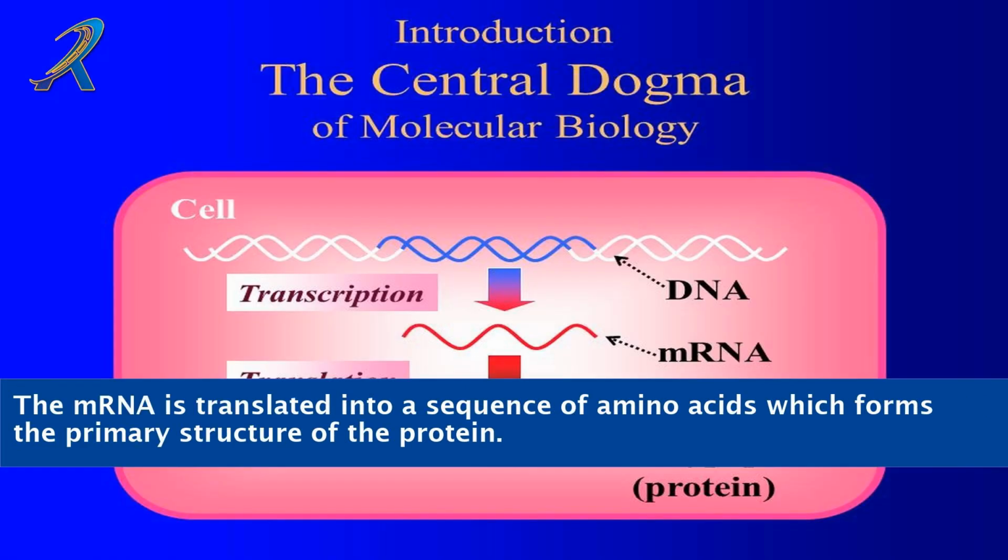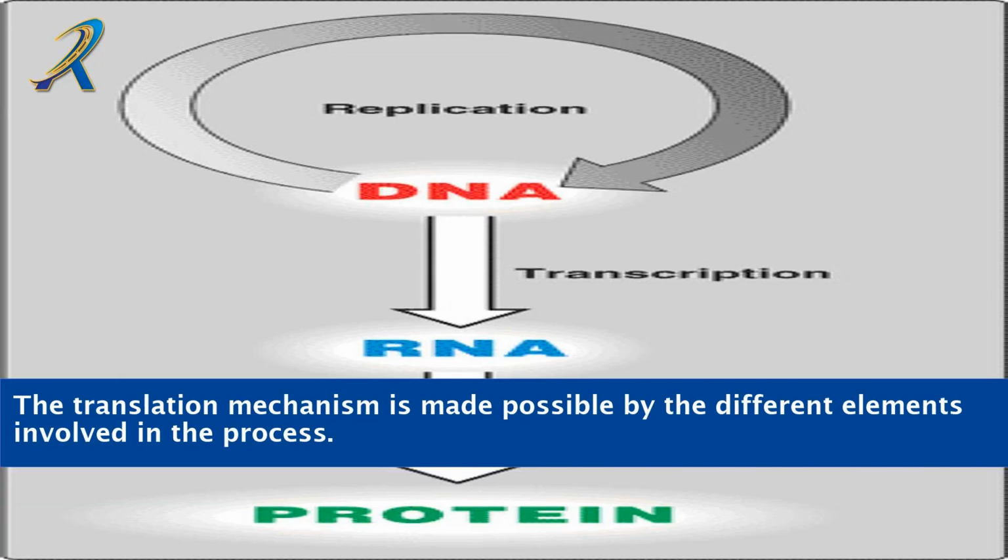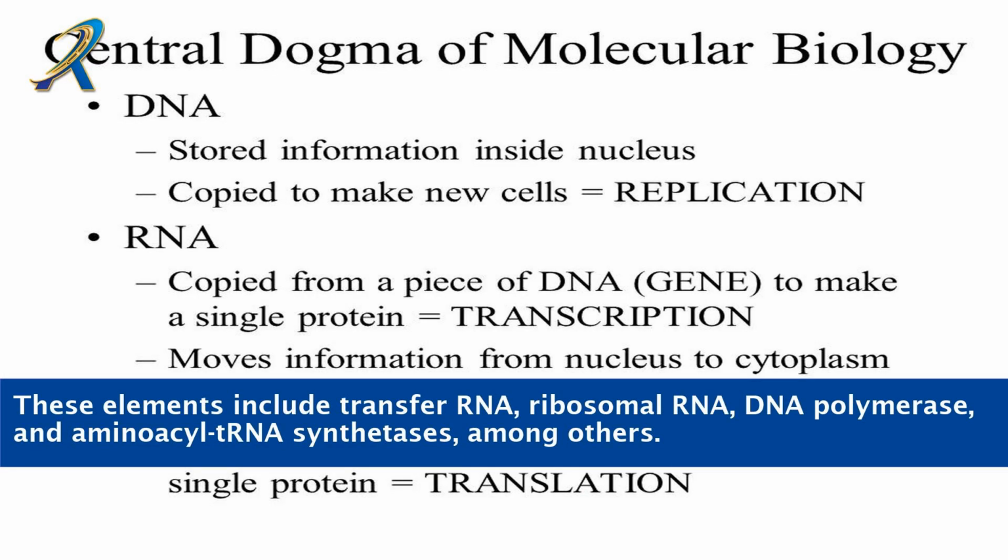The mRNA is translated into a sequence of amino acids which forms the primary structure of the protein. The translation mechanism is made possible by the different elements involved in the process. These elements include transfer RNA, ribosomal RNA, DNA polymerase, and amino acyltransferase synthetases, among others.